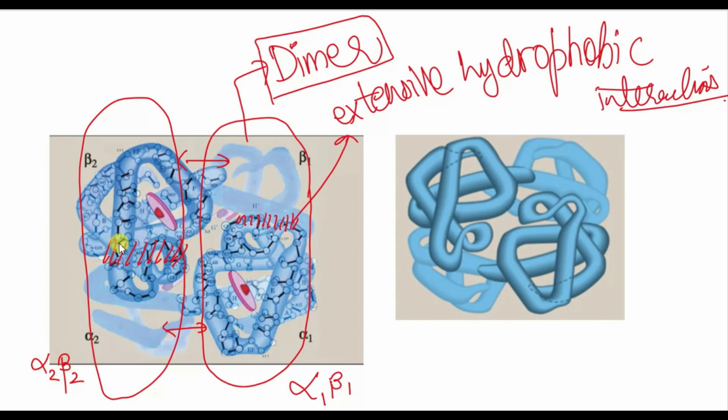The bonds within the dimers, in between the specific polypeptide chains, alpha and beta chains within the dimer, are very extensive and strong hydrophobic interactions, whereas the bonds in between the dimers themselves are relatively weaker than the hydrophobic interactions. These are ionic bridges or ionic bonds, but they are less extensive. And the entire hemoglobin structure contains what? Non-covalent interactions. Okay, so ionic bonds and hydrophobic interactions are present.